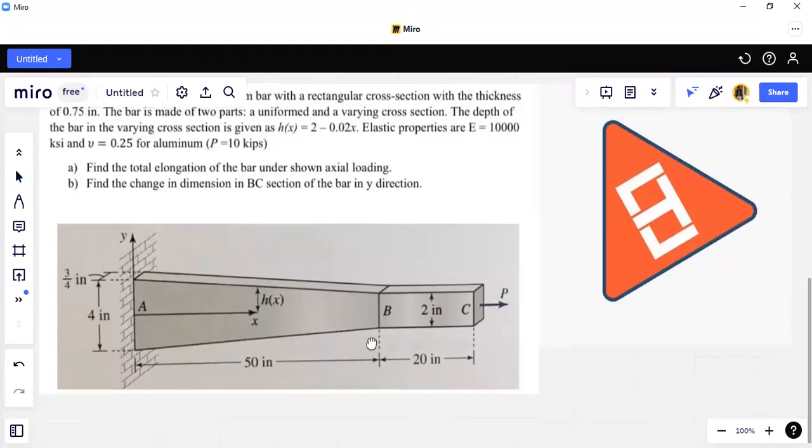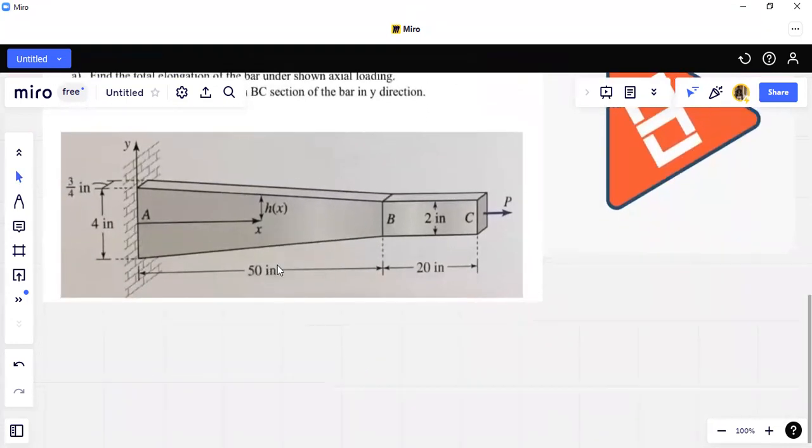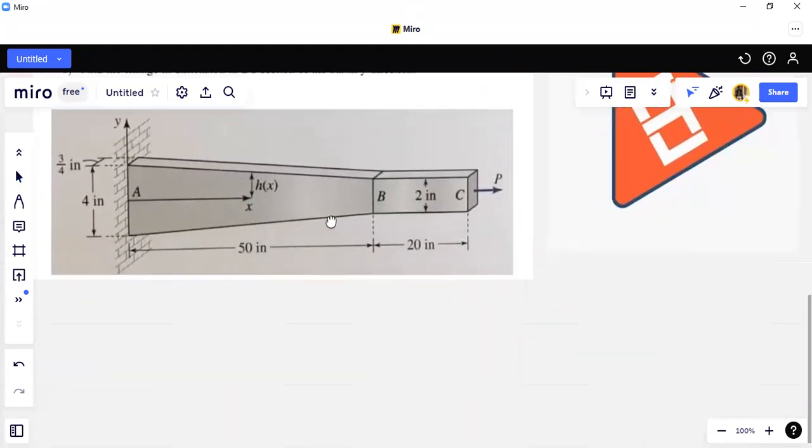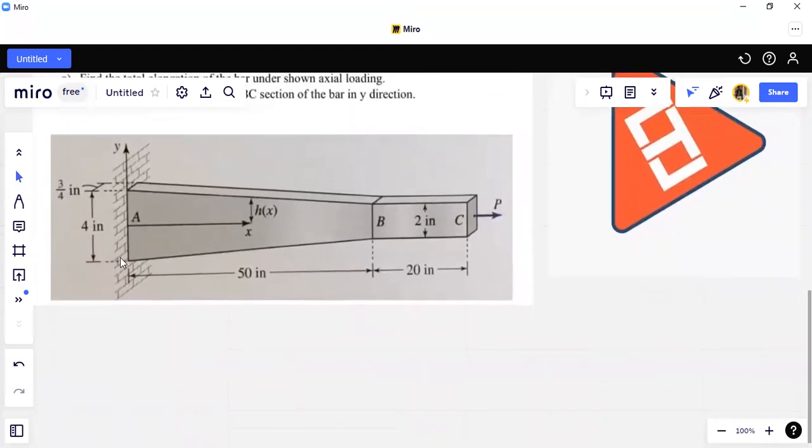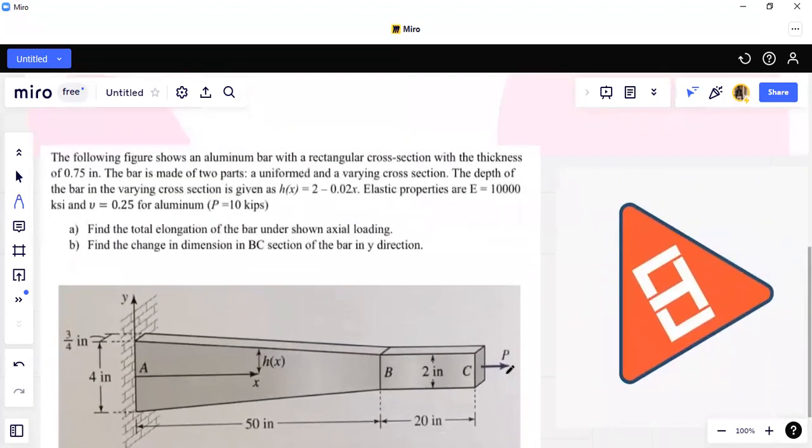Now let's move to our solution part. First, we know a few things. We know the data, that is, we know this P value. We know this elastic modulus also, we know this Poisson's ratio, and this hx. So we know these following things.